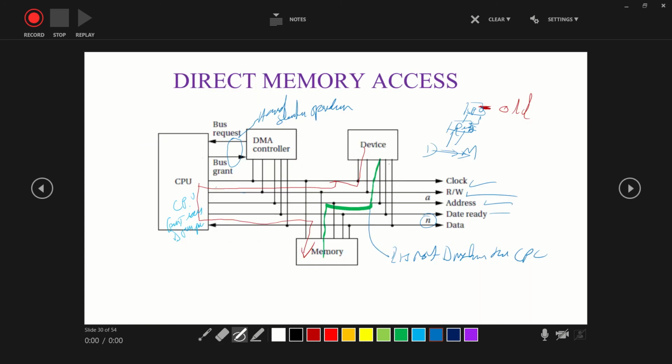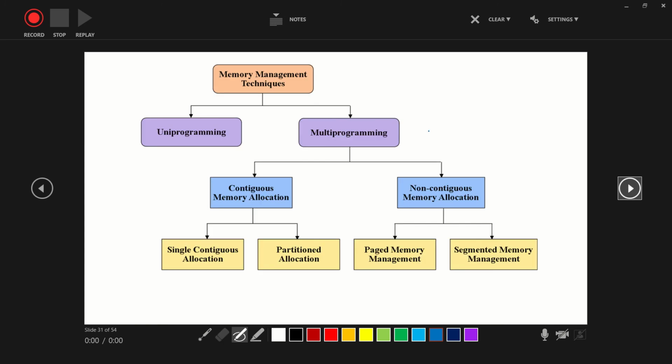Okay, so next we are going to see memory management. What topic are we going to see? That is memory management: uniprogramming, multiprogramming, contiguous, non-contiguous. First we are going to see what is meant by memory management. What is the primary memory? What is the secondary memory?